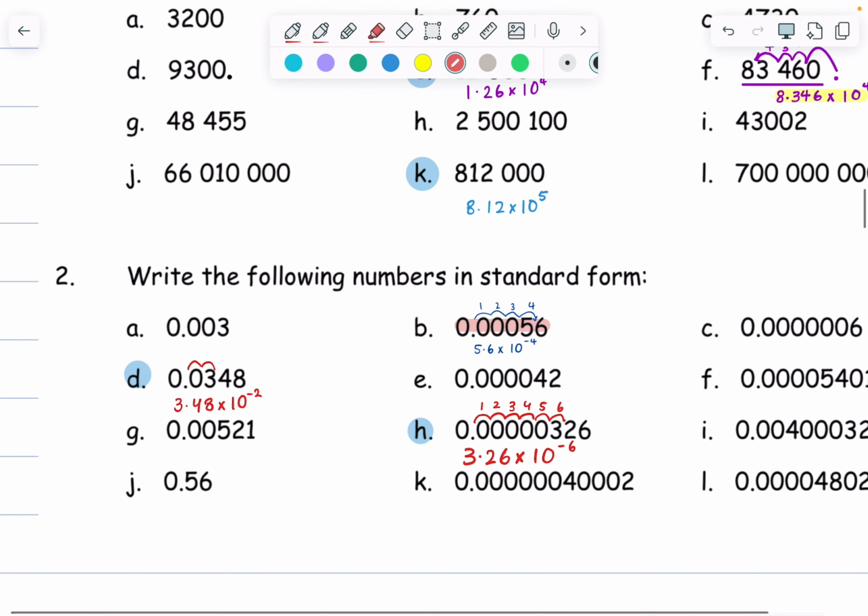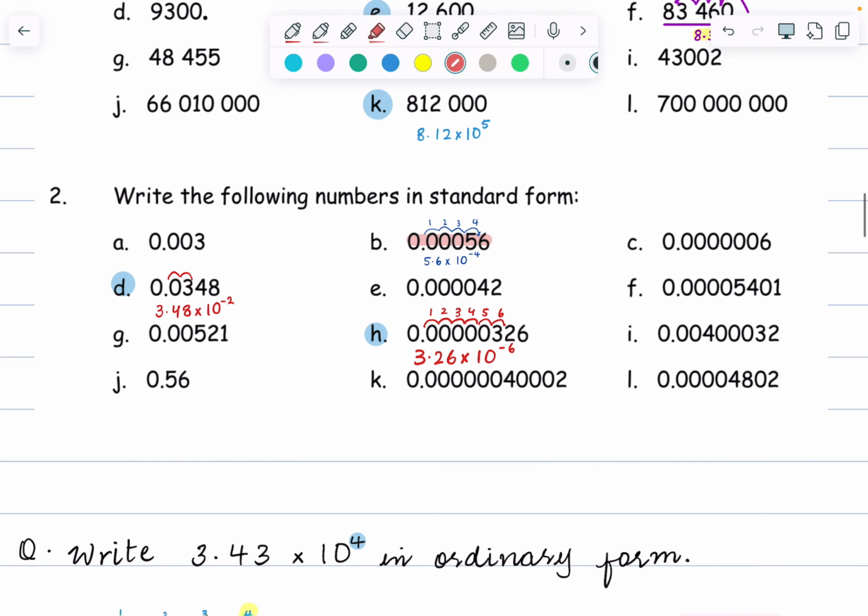Clear? Okay, once again, they might also ask you to write numbers in ordinary form. The ordinary form is very simple.